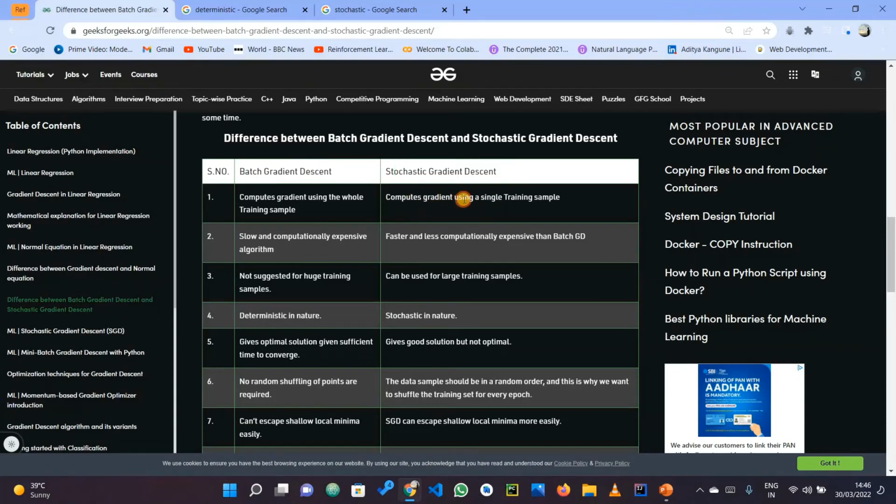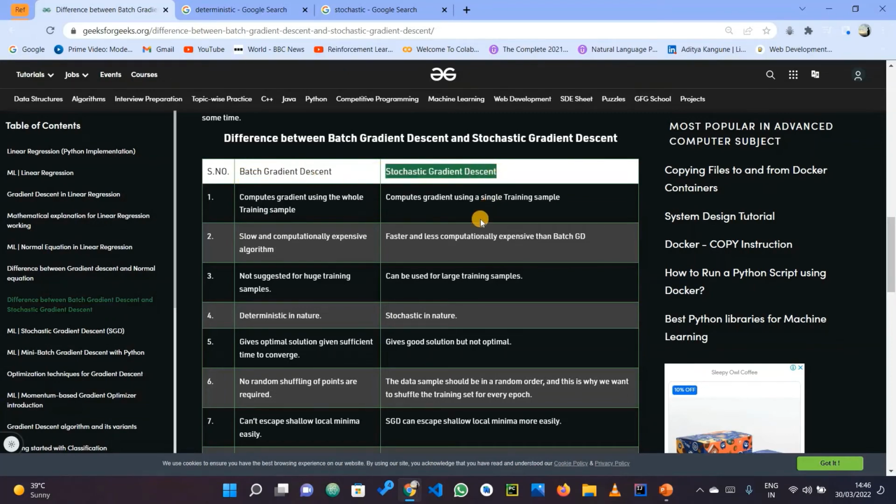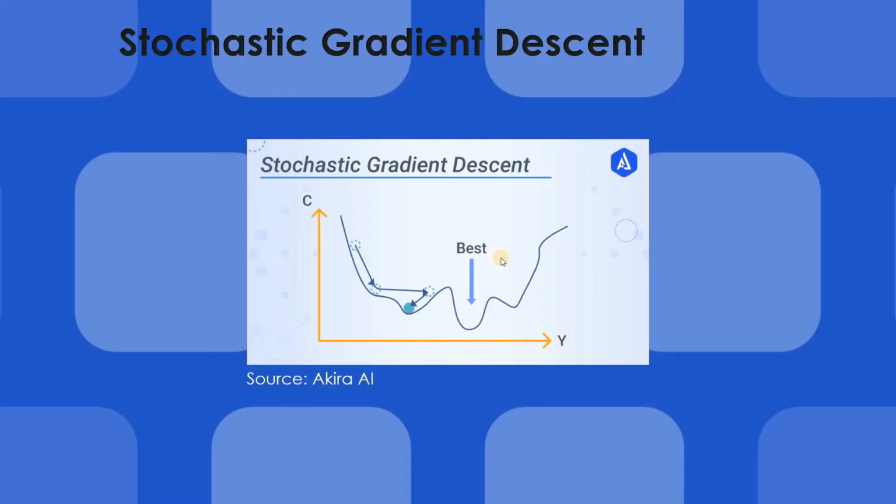And of course, you can see that it computes gradient descent using a single training sample, whereas here we are passing a batch of samples. One more thing: here we can avoid the local minima, and here we cannot avoid the local minima. So basically this will be more helpful for finding the global minima. Based on stochastic gradient descent, we'll be calculating the minima, back propagating the errors accordingly, and adjusting the weights.